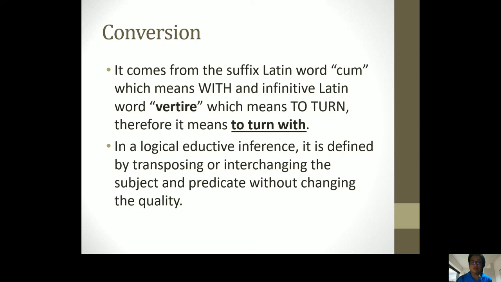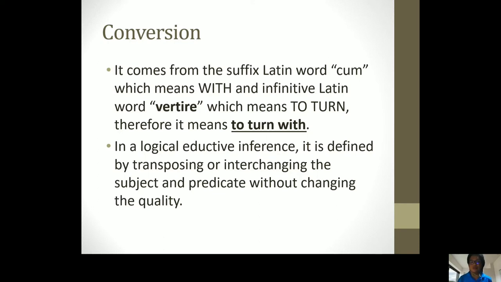Now we're going to discuss the first kind of eductive inference, which is conversion. It comes from the Latin prefix cum, which means with, and the Latin infinitive vertere, which means to turn. Therefore, conversion means to turn with. In a logical eductive inference, we can define it as transposing or interchanging the subject and predicate without changing the quality of the proposition.